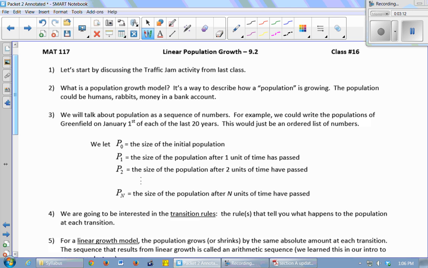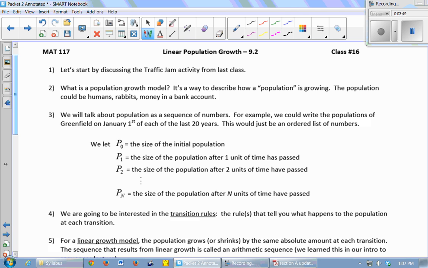A population growth model is a way to describe how a population is growing. And that population could be humans or rabbits or dollars in a bank account. So we're going to talk about populations as a sequence of numbers. For example, we could write the populations of Greenfield on January 1st of each of the last 20 years, and that would just be a sequence of numbers, right? It would just be an ordered list of numbers, and I would use my notation for sequences to give the address of each number, right?